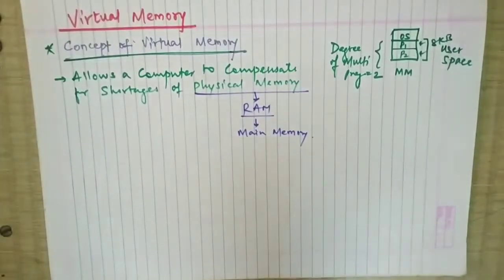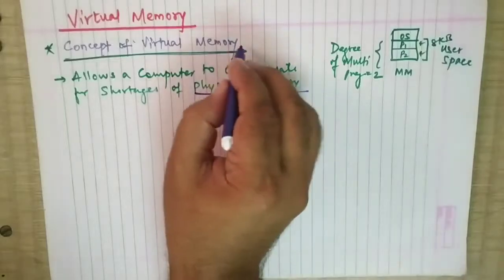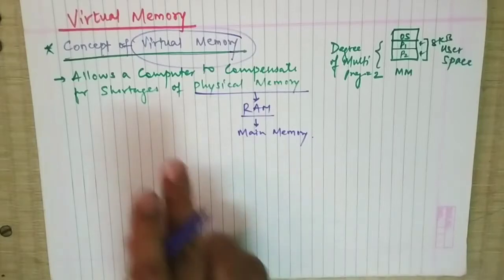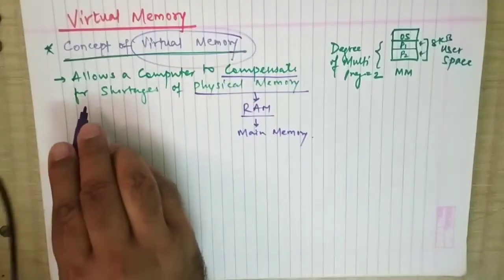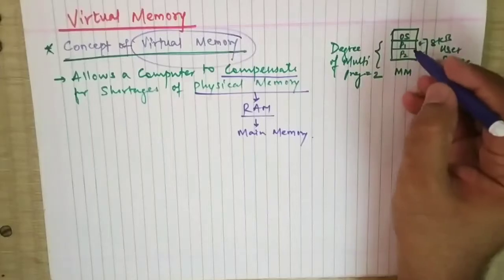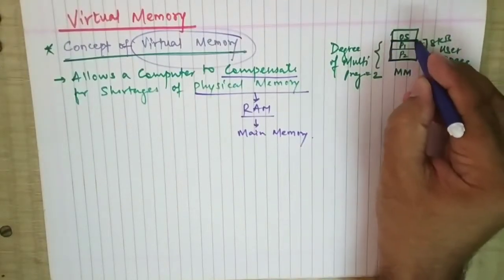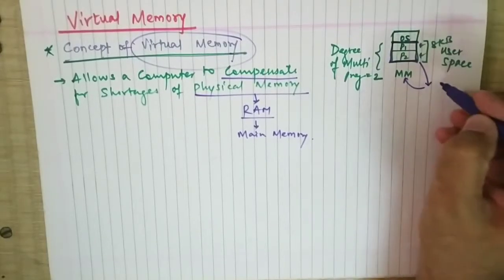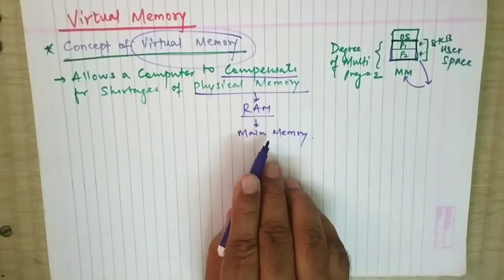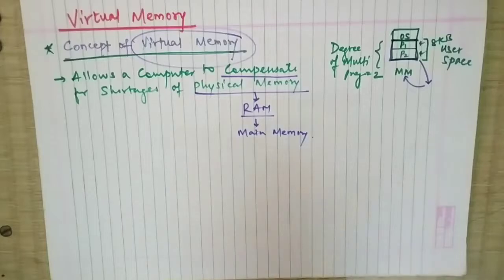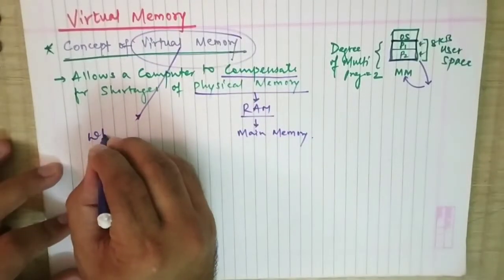So with the help of this virtual memory concept, we can compensate for the shortages of physical memory, or RAM, or main memory. If you are running out of this main memory, which we have already shown, then we can make use of the virtual memory. Now what is virtual memory?